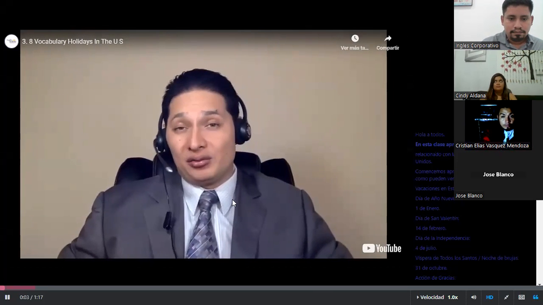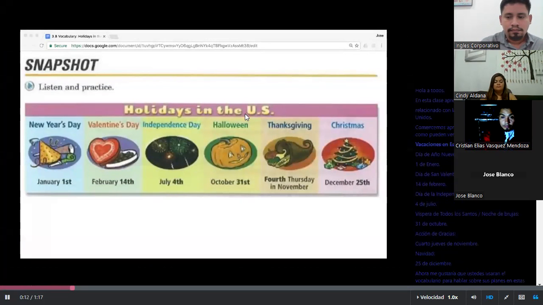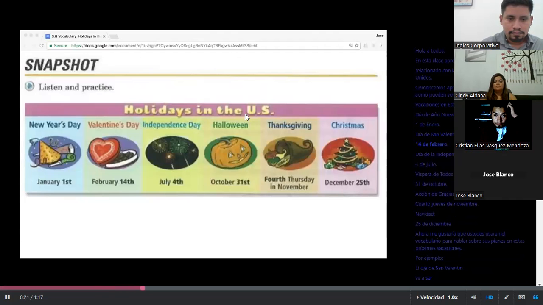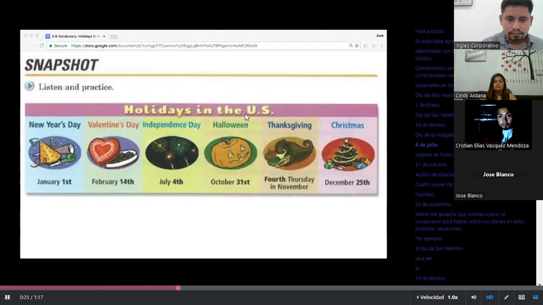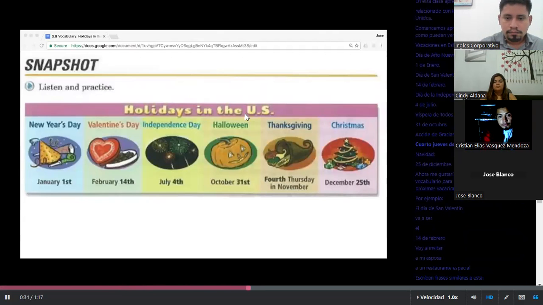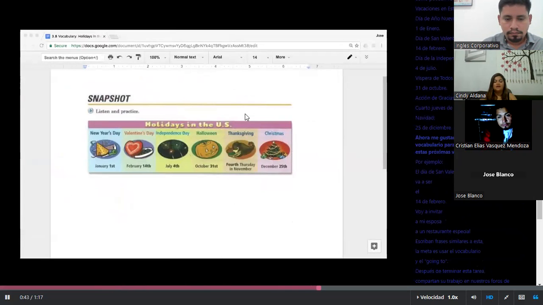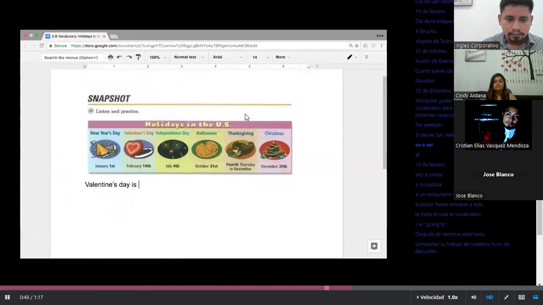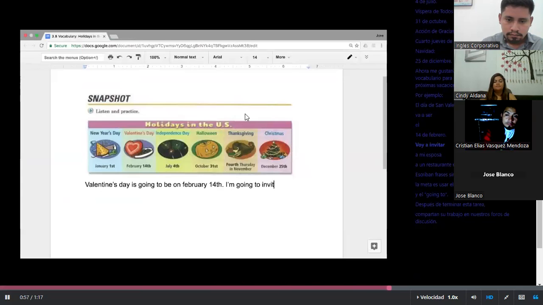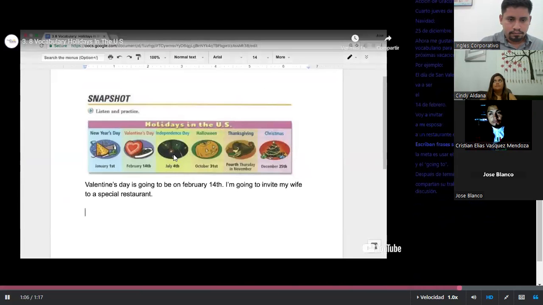Hi everyone. In this class, you learn vocabulary related to holidays in the US. Let's get started by learning the holidays that you see on this chart. Holidays in the US. New Year's Day, January 1st. Valentine's Day, February 14th. Independence Day, July 4th. Halloween, October 31st. Thanksgiving, fourth Thursday in November. Christmas, December 25th. Now, I would like for you to use the vocabulary to talk about your plans for these coming holidays. For example, Valentine's Day is going to be on February 14th. I'm going to invite my wife to a special restaurant. Write similar sentences as this one.